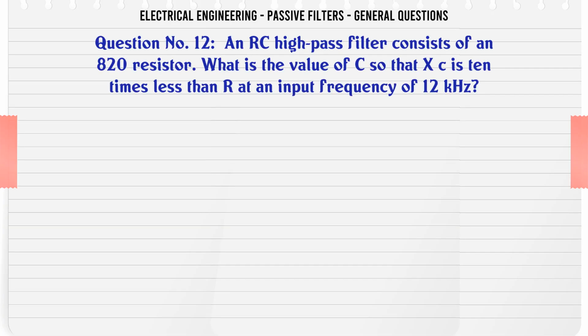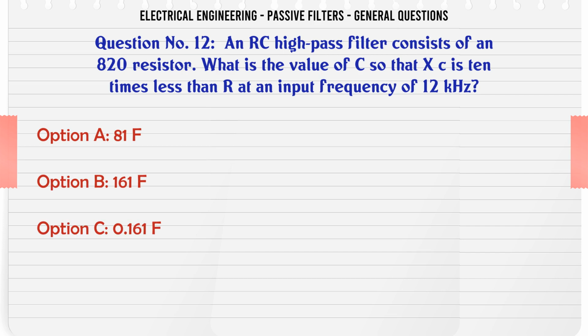An RC high-pass filter consists of an 820 Ω resistor. What is the value of C so that Xc is 10 times less than R at an input frequency of 12 kHz? A, 81 µF; B, 161 µF; C, 0.161 µF; D, 220 µF. The correct answer is 0.161 µF.